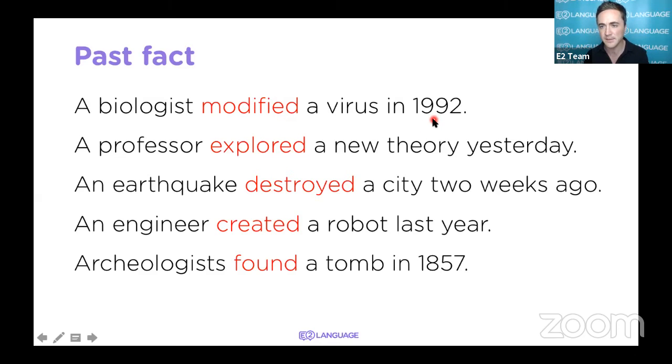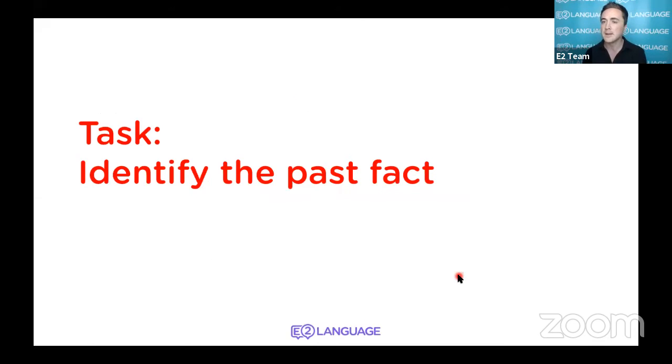And you'll notice here that we've got a specific time reference: in 1992, yesterday, 2 weeks ago, last year, in 1857. We've got a precise time reference. We're referring to something that happened factually. Please identify the past fact.